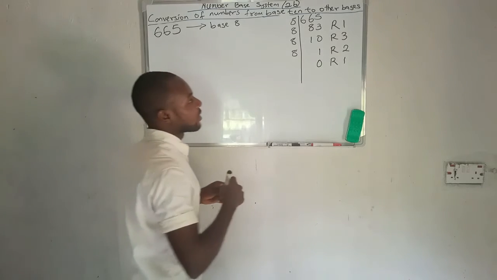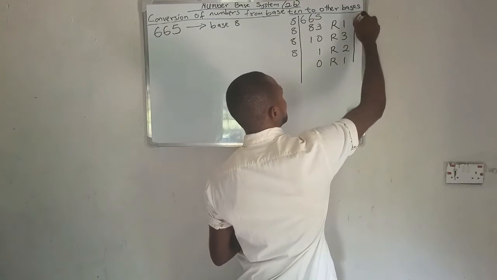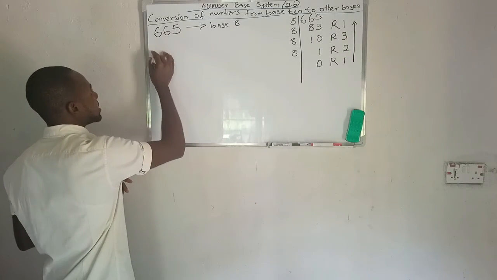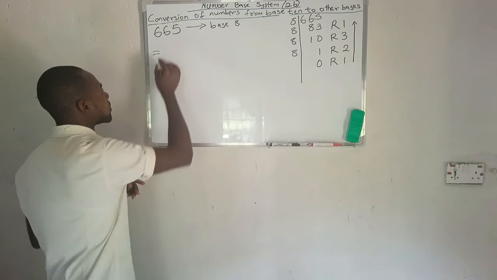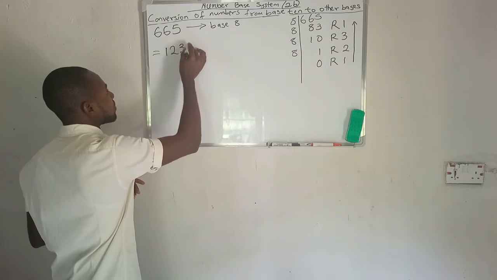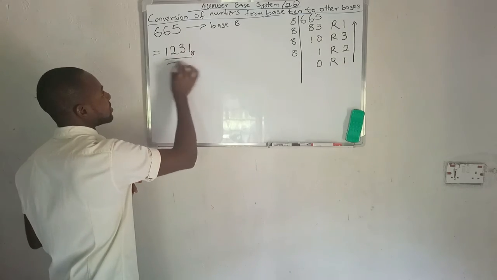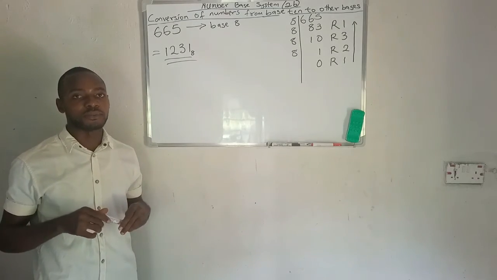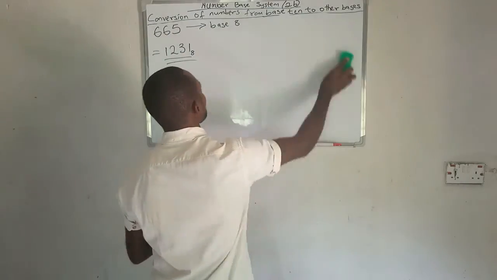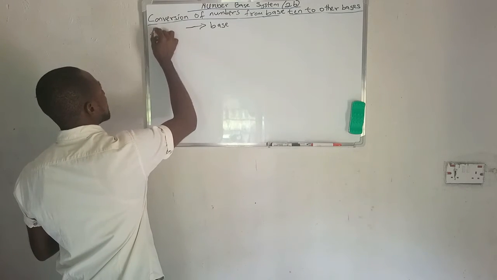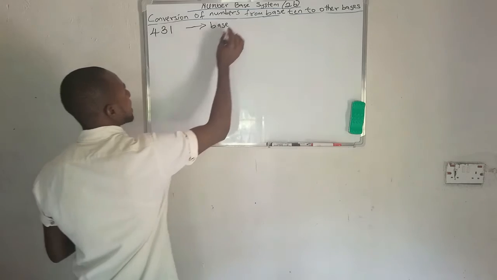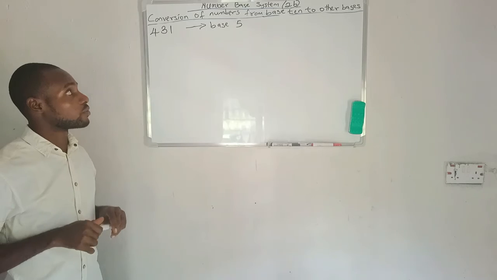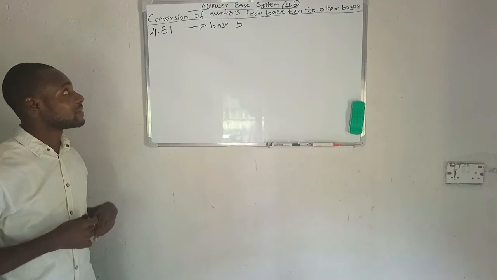So this is our result. Starting from the last number below, we have 1, 2, 3, 1 base 8. So 665 base 10 will be 1231 base 8. And that's it for this number. So we'll be doing the last example. Let's convert 431 base 10 to base 5. After this last example we'll go into another concept of number-based systems.